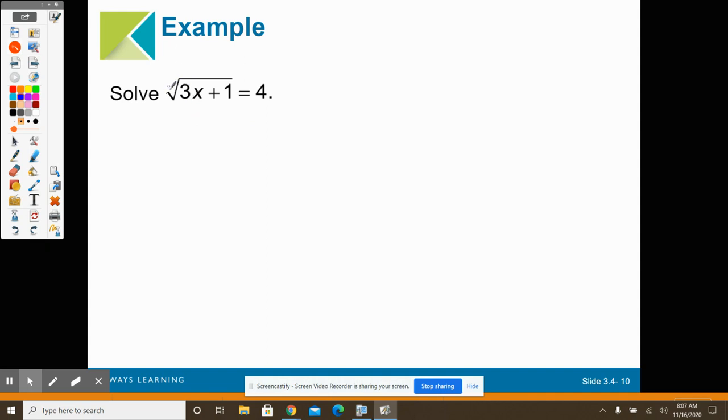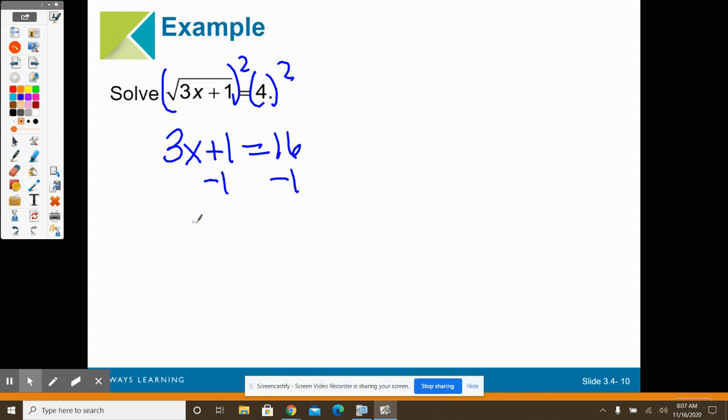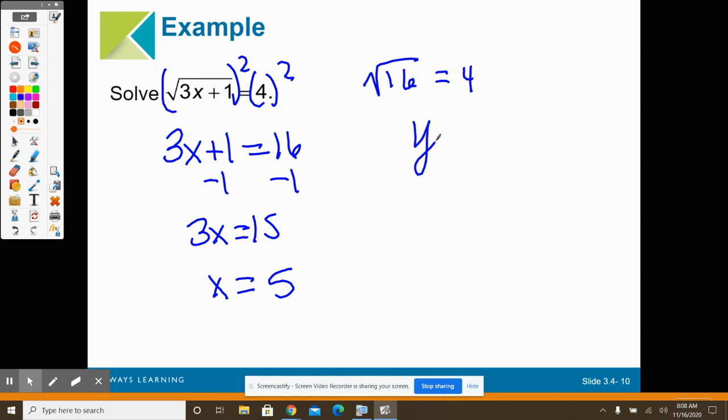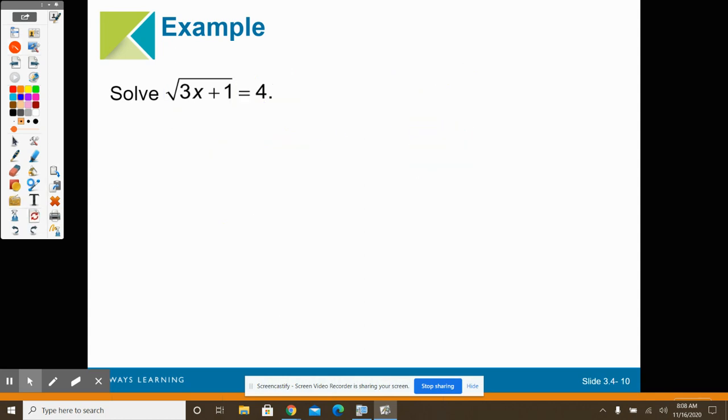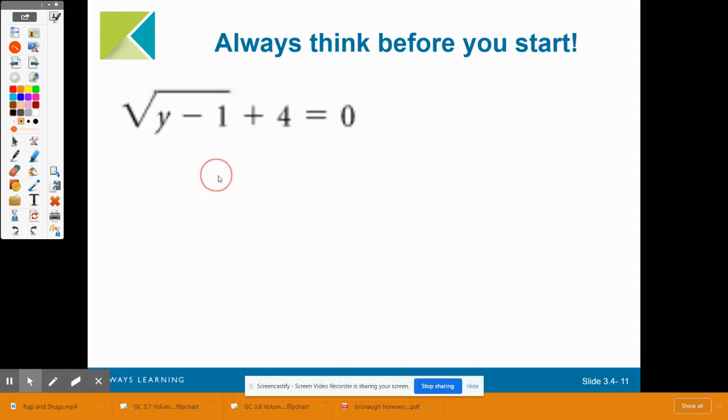Okay, this is great. The radical's already isolated. So all you have to do is square both sides. You're going to be like, this isn't even hard at all, Mrs. Bruno. And you're right. Sometimes they're really easy. 3x plus 1 equals 16. Solve it out. 3x equals 15 and x equals 5. Sometimes it's that easy. 3 times 5 is 15. 15 plus 1 is 16, the square root of 16. Does that equal 4? And the answer is yes. So that one works out perfect. Not bad at all.